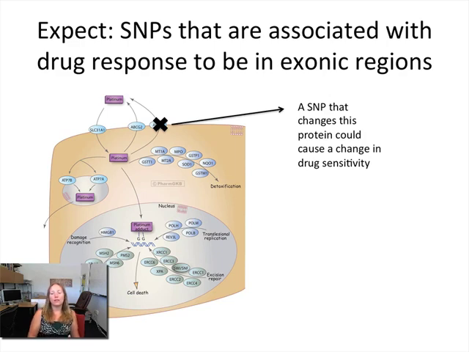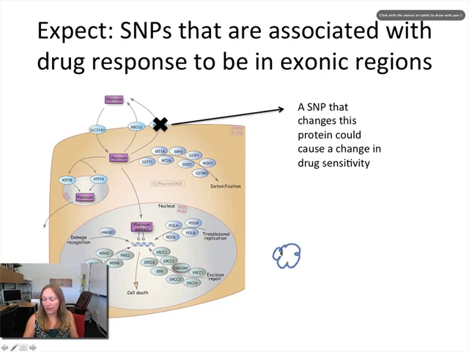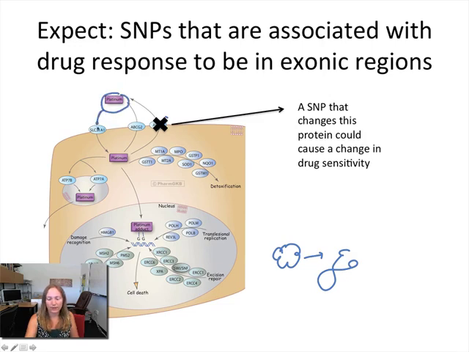So, with all of these classes, you expect that SNPs that are associated with drug response are going to be in exonic regions, are going to make your cloud turn into, are going to cause really, really big changes in proteins. So you can imagine that if you're taking this drug, a platinum drug here, and it has to go into your cell this way and go through this whole pathway to affect your cell.